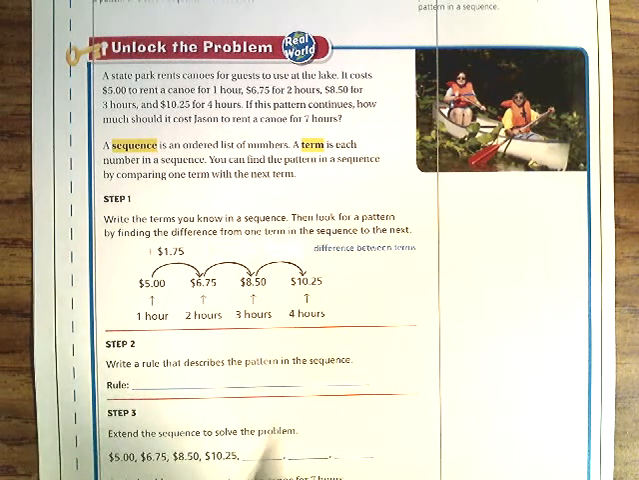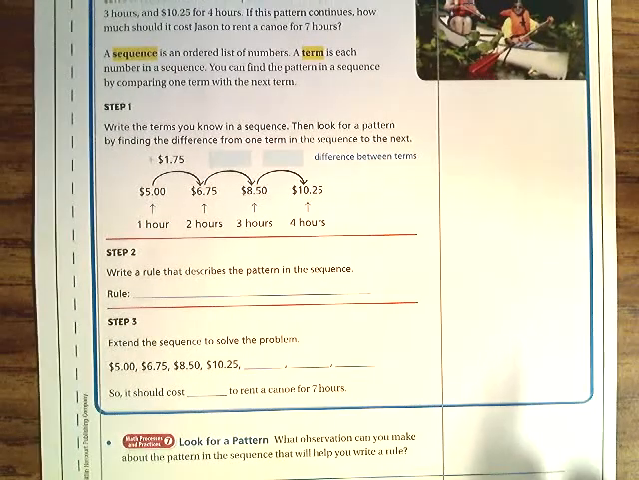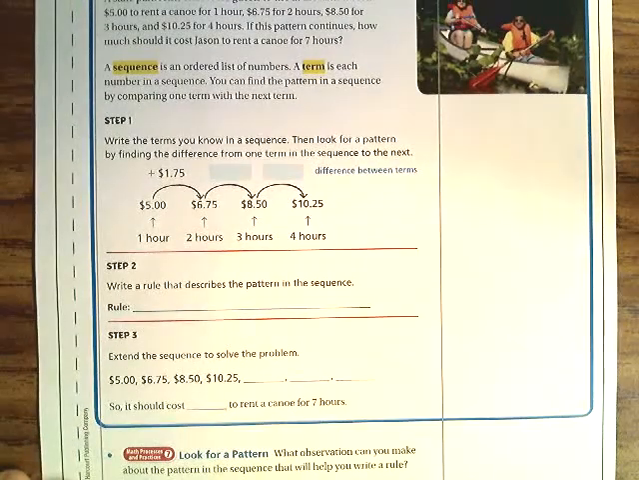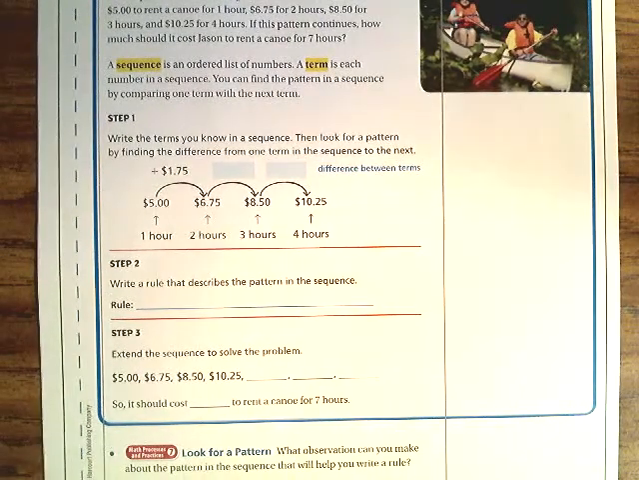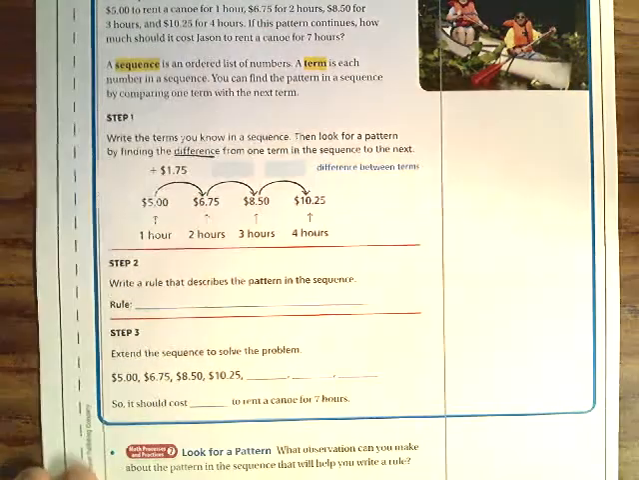So we're going to start by looking at these steps. We're going to be writing a rule today, and then we're going to be solving this problem and answering the question that it asked us. So step 1 says to write the terms you know in a sequence, then look for a pattern by finding the difference from one term in the sequence to the next. So we're looking at the difference, okay?